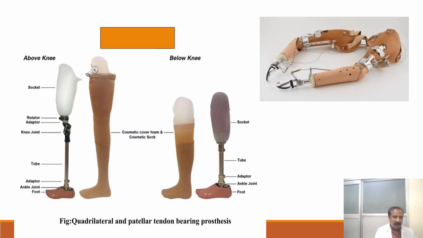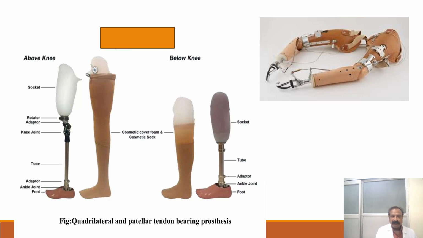This is the shank; maybe aluminum, carbon fiber, or any type of material which is lightweight and strong is used. And no doubt, the ankle joint and foot, if this is for the above knee amputee. For the below knee amputee, this is the socket, this is the adapter, this is the tube, this is the ankle joint and foot. So there is above knee and below knee.